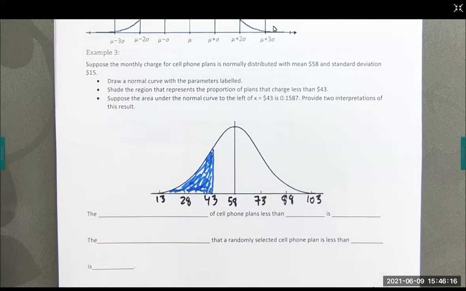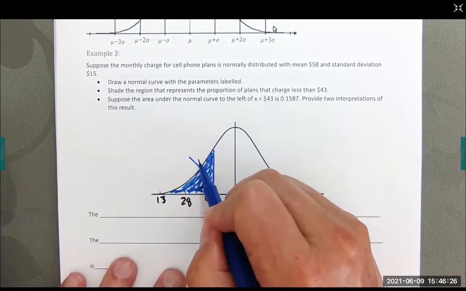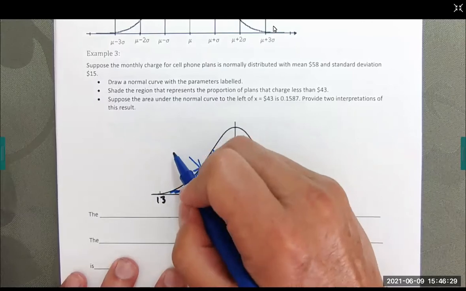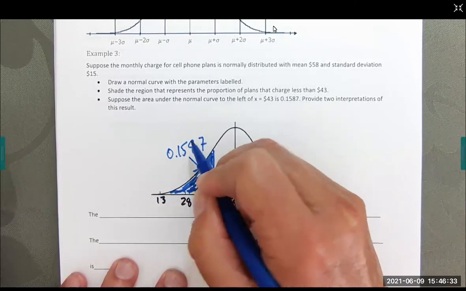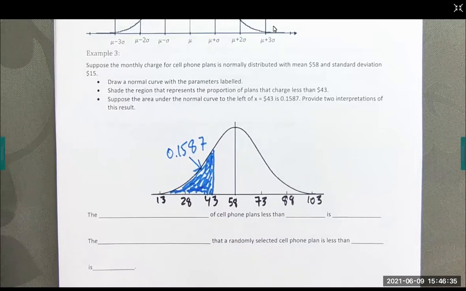So there we are. It says, suppose the area under the normal curve to the left of x equals $43, that's here. So they're claiming that this area under the curve is 0.1587. And if we were to convert that to a percent, that would be 15.8, about 16% of the plans are less than $43. And we're going to interpret this.